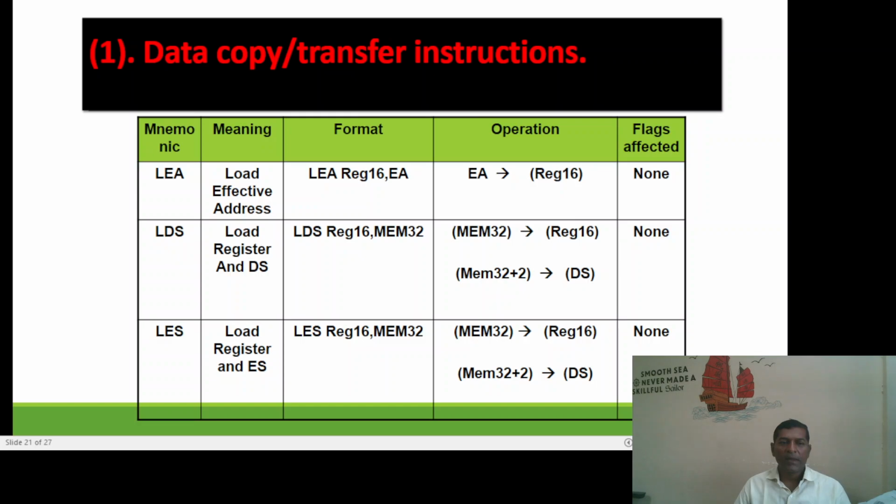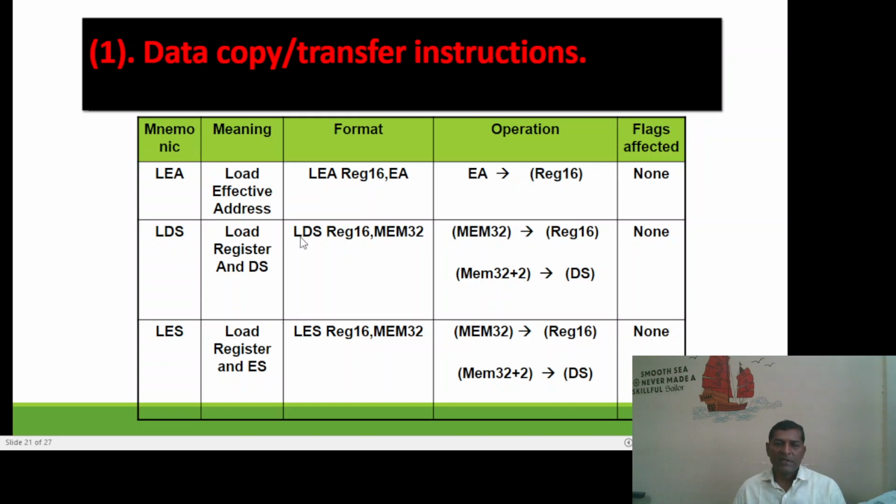We also have some instructions known as LEA, LDS and LES. The meanings are load effective address, load register and DS, load register and ES, where DS and ES are the segment registers, the data segment register and the extra segment register. The format of this is LEA register, 16-bit register, effective address. This effective address is nothing but the physical or memory address which will be provided to the respective registers.